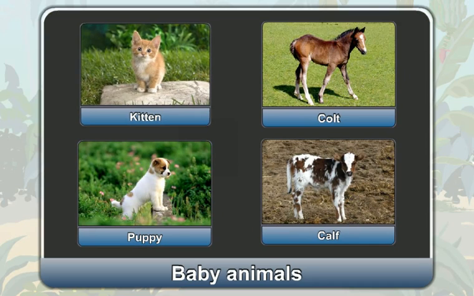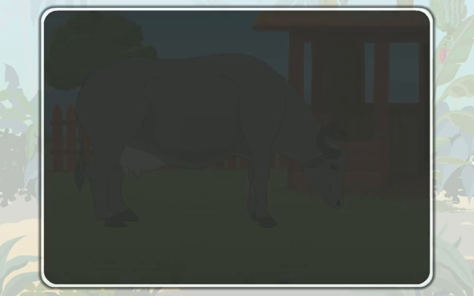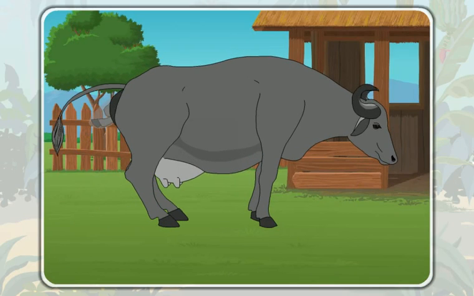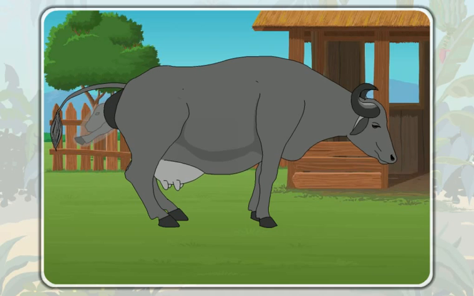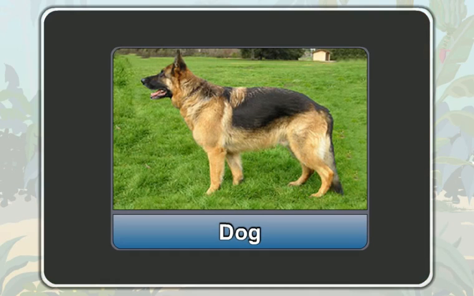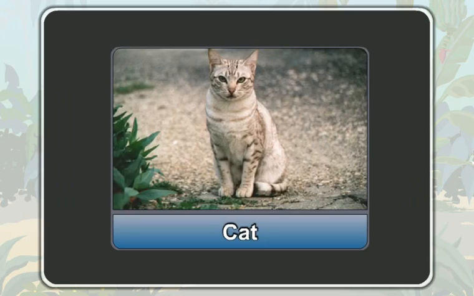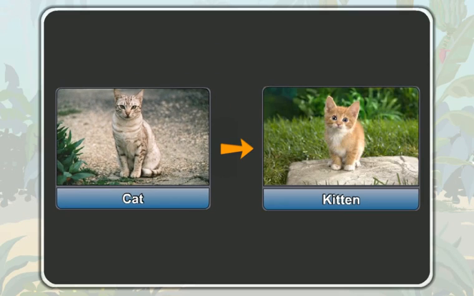Do you know where these baby animals come from? Adult animals produce their babies. An adult dog produces a puppy. An adult cat produces a kitten.